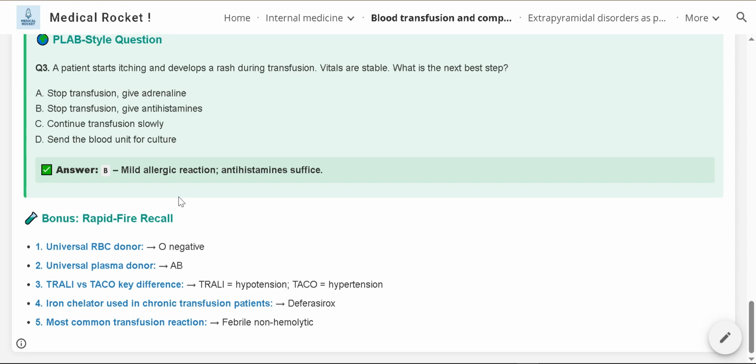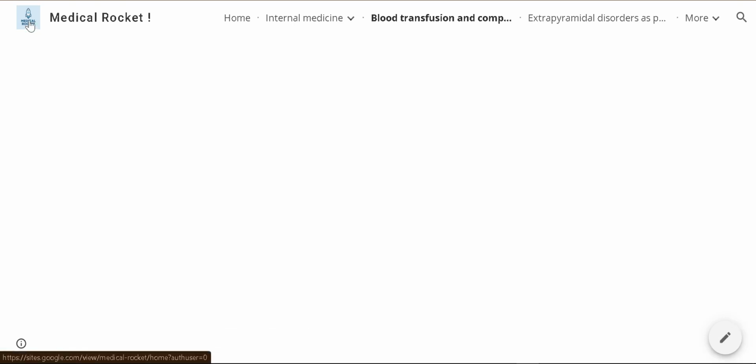Bonus round. Rapid fire recall. Universal RBC donor? O negative. Universal plasma donor? AB. TRALI versus TACO, what's the BP clue? TRALI equals hypotension, TACO equals hypertension. Iron chelator for chronic transfusions? Deferasirox. Most common transfusion reaction? Febrile non-hemolytic. Keep drilling these patterns and you'll not only pass, you'll dominate.